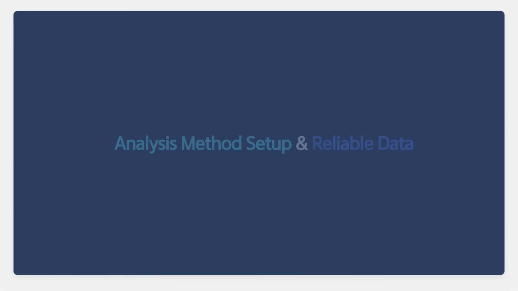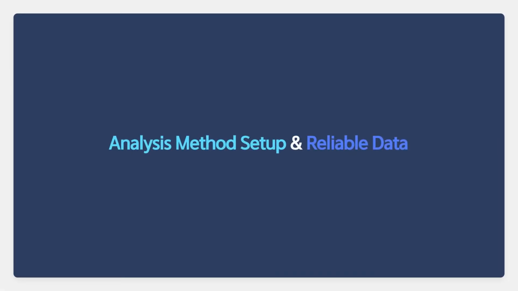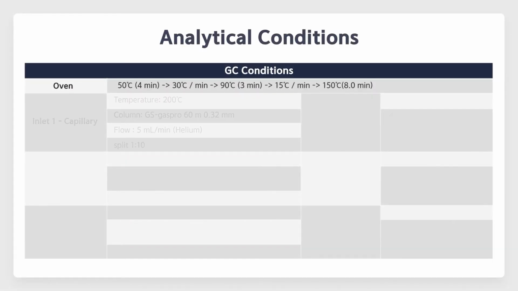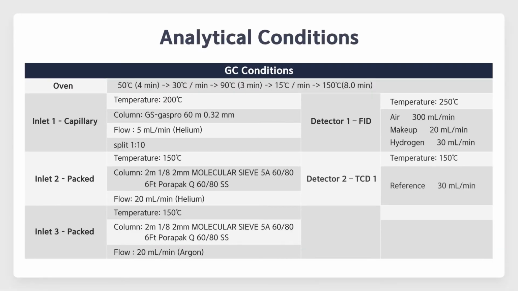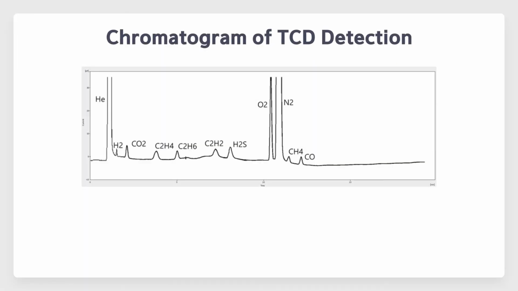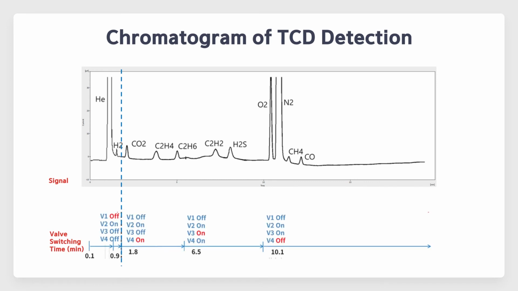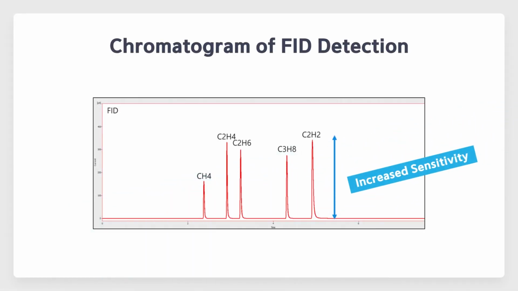Next up is how to set the method for natural gas analysis and its reliable data results. We used a GasPro column for the capillary inlet, and MolSiv 5A and Poropak Q columns for each of the 2 packed columns. For helium detection in TCD1, which is connected to inlet 3, we used argon as the carrier gas here. After the analysis is done, you'll get these chromatograms. You can get increased sensitivity for hydrocarbons from FID compared to TCD.